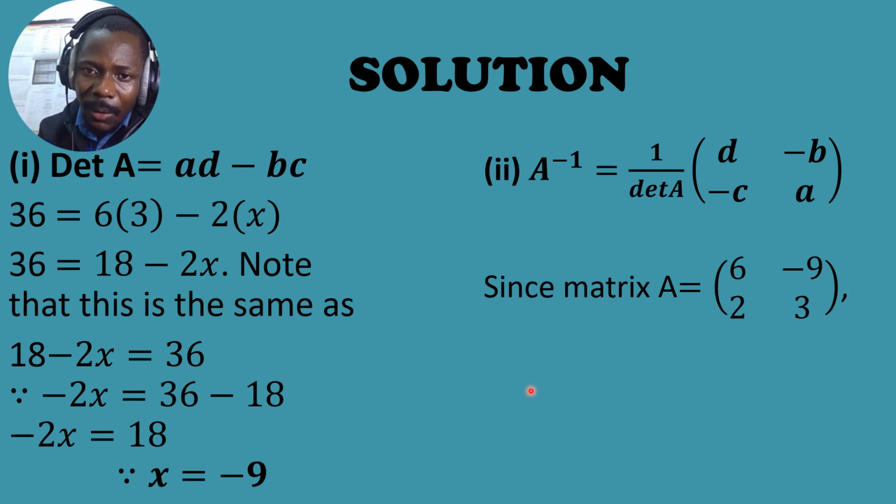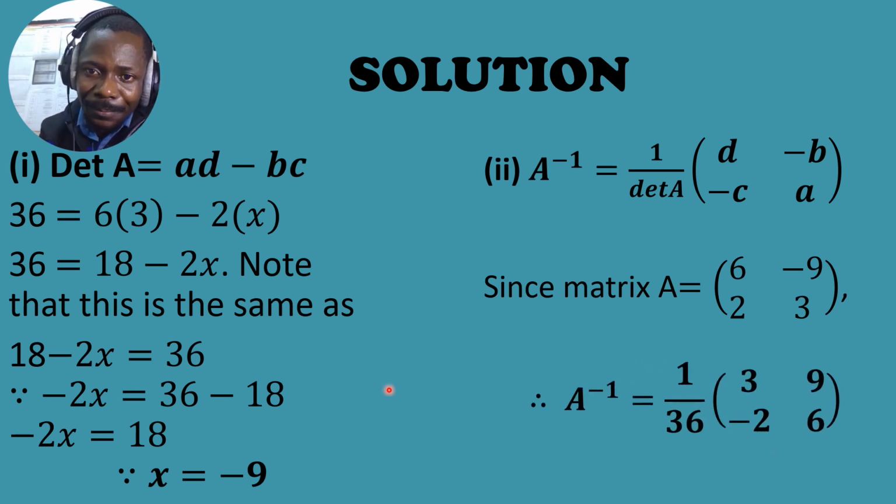So you will discover now that the inverse of this matrix, A inverse, is equal to 1 over determinant. The determinant has been given to us as 36. So elements in the major diagonal here will swap positions. 3 is going to go where 6 is, and 6 is going to go where 3 is. They've swapped positions. Then elements in the minor diagonal will just change signs. So they'll maintain the positions, but change the signs. So this positive 2 here becomes a negative 2. This negative 9 here becomes a positive 9.